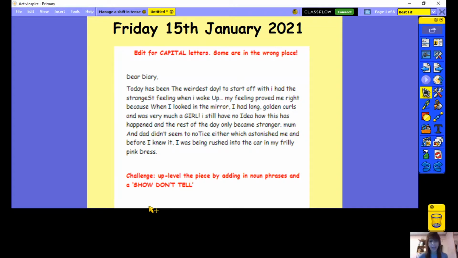If you've got a printer and you can have it out in front of you, then you can edit it on the sheet. But either way, don't rewrite the whole thing, just write the words that you would need to edit. And there is a challenge at the end where you can up-level the piece, which means make it more interesting by adding in some noun phrases, so adjectives, or a show, don't tell. So again, pause the video because I'm going to go straight into the answers. So when you're ready, press play and you can see if you have got them all.